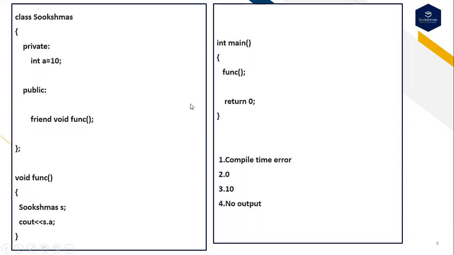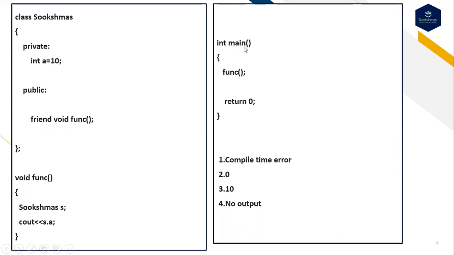Here I have created an object for the class Sookshmas, and with the help of this one I'm trying to access the private variable outside the class. That is the reason we need to go for the concept called friend function.